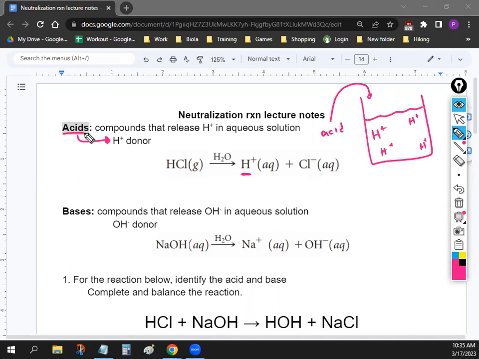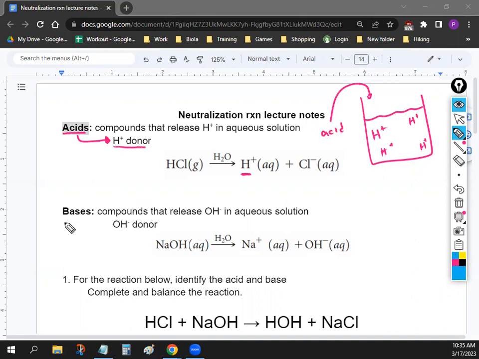This right here, acids, and then the definition, H plus donor. So it gives H plus. That's the first one. Super easy. Okay, so that's the first type of compound we'll be talking about.